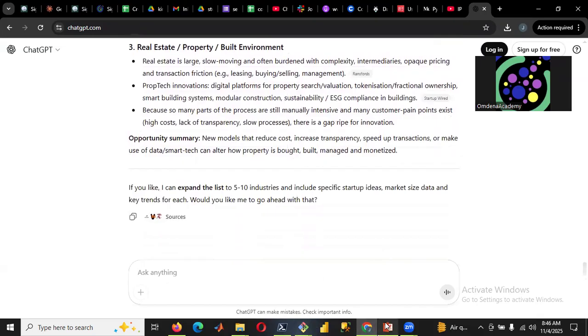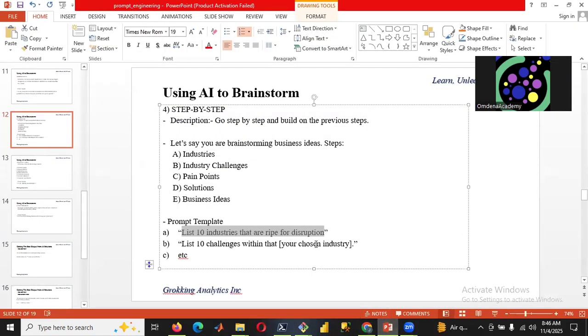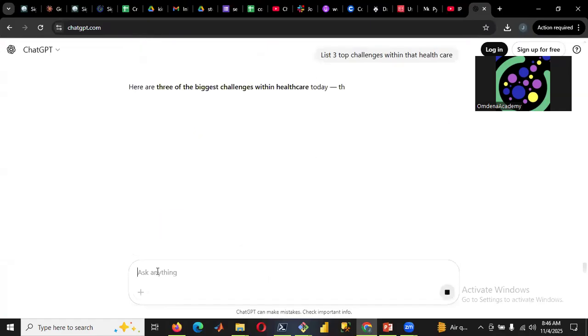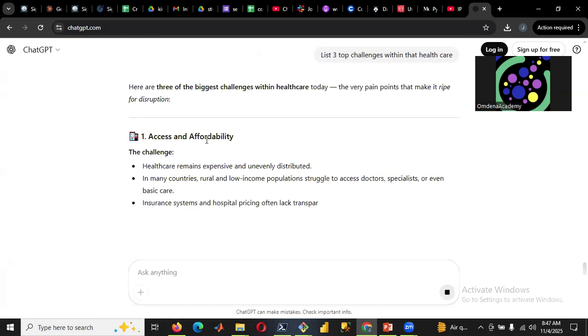Now you go back to what you're doing. You say list 3 challenges. Let me pick healthcare. So you pick one industry, and for this industry I say healthcare, I'm going to list 3. Ideally, I'll use list 3 top challenges so that you can be specific enough. 3 top challenges. You see, access and affordability.